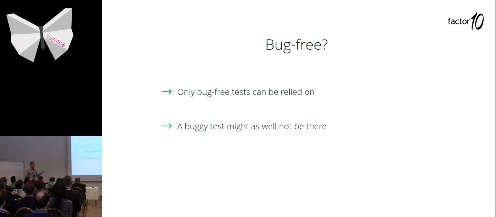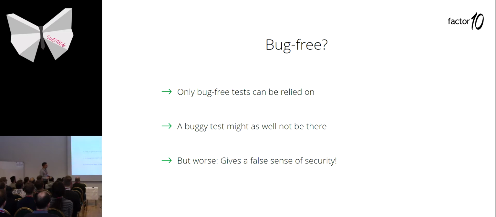Because if they're not, why are they there? If there are bugs in the tests, then they're pointless. But it gets even worse, because if the tests are buggy, then I get a false sense of security. Then I will say, I can change anything, and the test suite will catch my mistakes, but actually it won't, because the tests are buggy. So the test suite will be green, and I will have made some mistakes. So we need to write tests that don't have bugs.